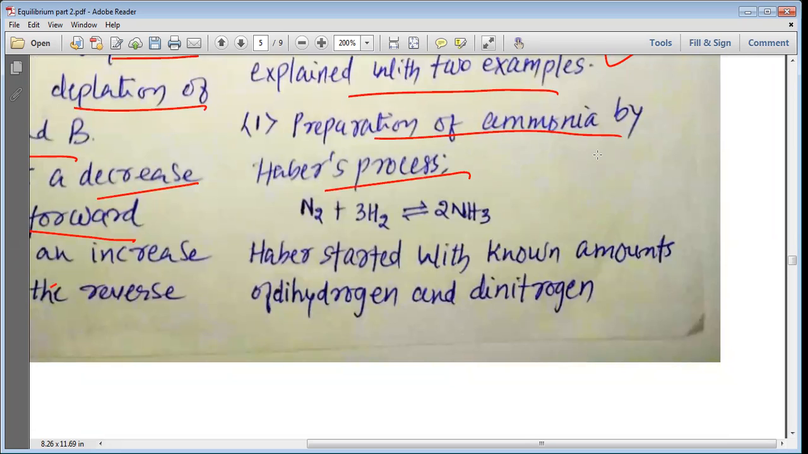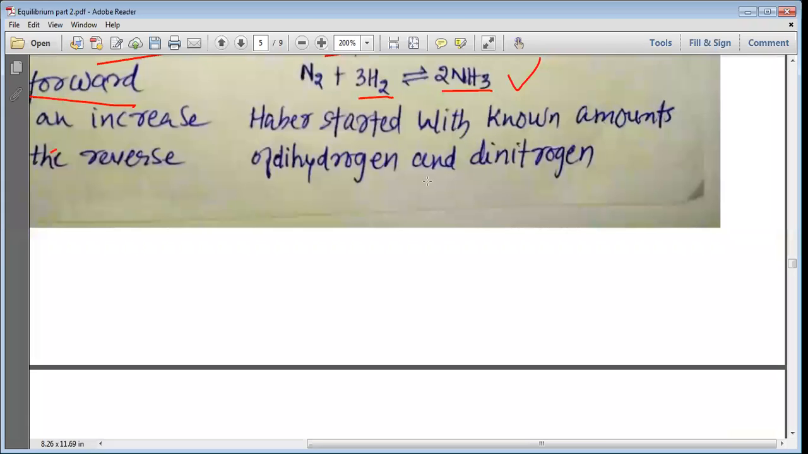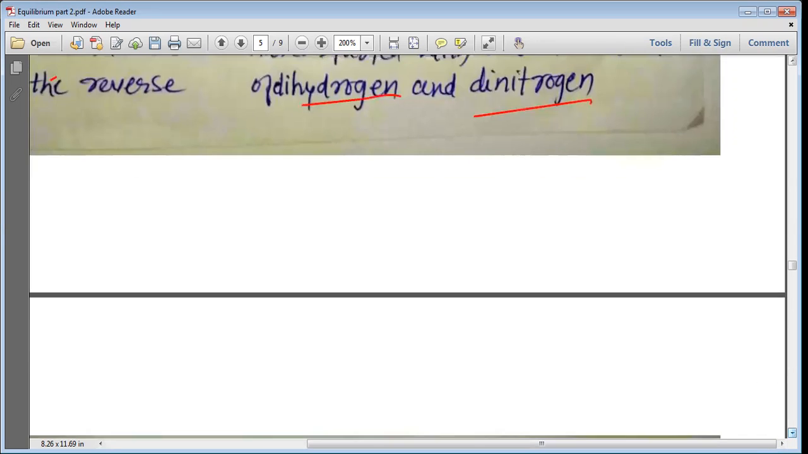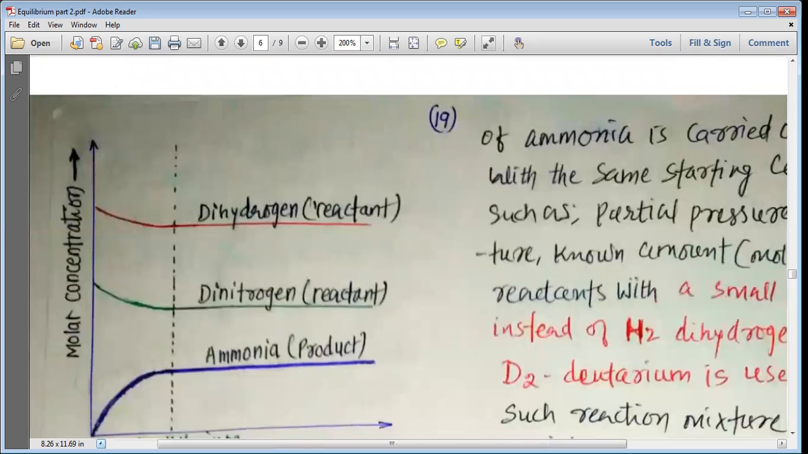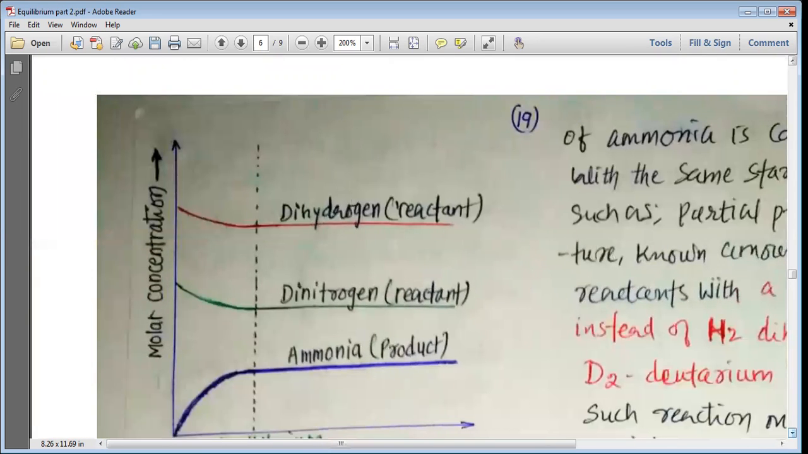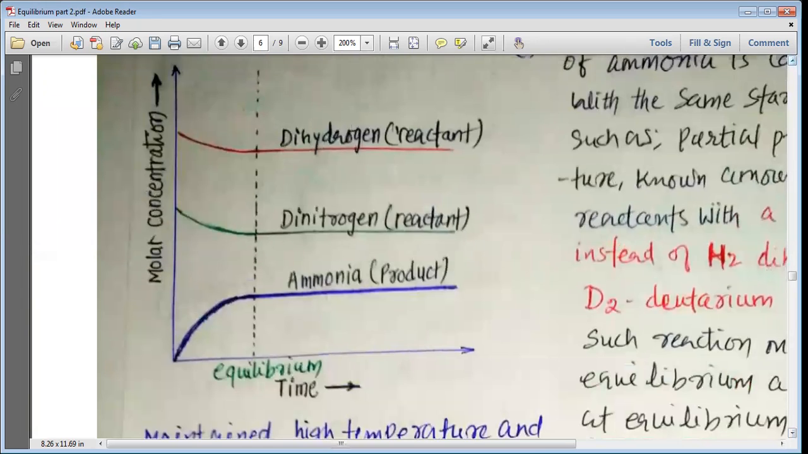So we want to prepare ammonia by the Haber's process, and for that we have a gas nitrogen that reacts with hydrogen to give us 2NH3. Haber started with the known amounts of dihydrogen and dinitrogen. You can see this very nice graph. Let me explain the graph.